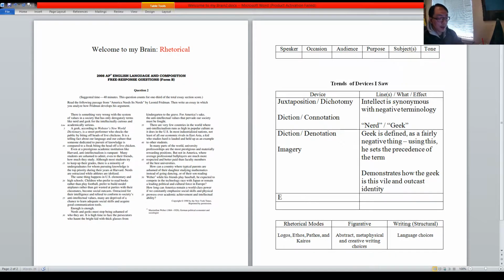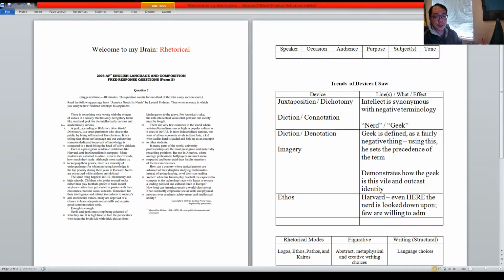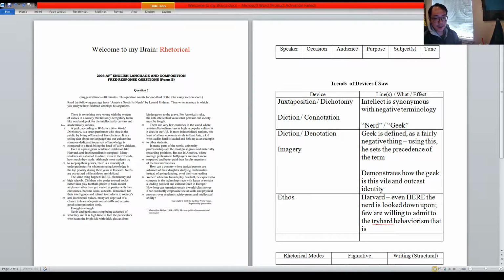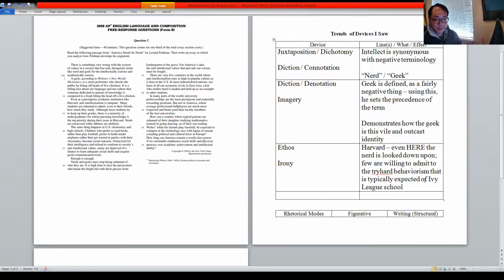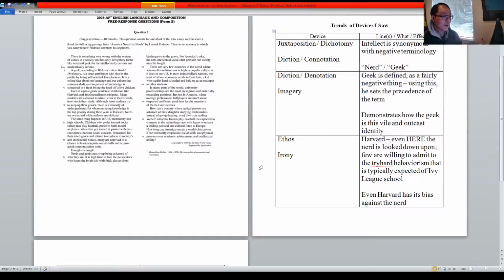So I can kind of use ethos here, right? And using the ethos of Harvard, for example, even here, the nerd is looked down upon. Few are willing to admit to the sort of try-hard behaviorism, I mean, it's an informal term, that is typically expected of Ivy League schools. So it's kind of ironic that that happens. Speaking of irony, well, here we go. Irony and ethos as well. Even Harvard has its bias against the nerd. So we got a lot to work with, right?